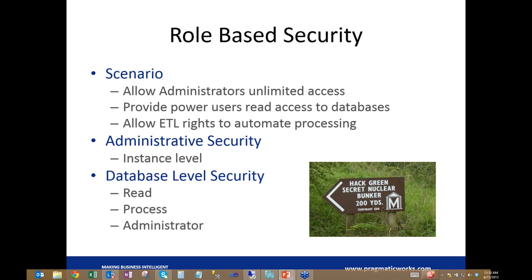So the next level of role-based security would be at the database level. At the database level, you can assign permissions for read, process, and also administrator rights. And they pretty much do exactly what they sound like. Read permissions allow you to read the data within that database. However, you couldn't process the model, and you couldn't alter the model. The process rights, again as it sounds, let you process the model, but you can't query the data, and you won't be able to alter the model. And finally, the administrator rights give you full rights to the system, so you can read, process, and alter the model.